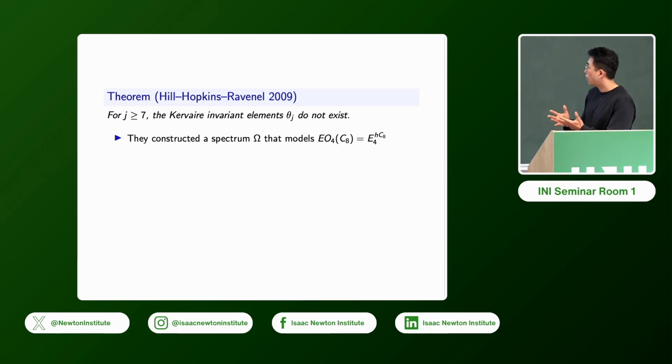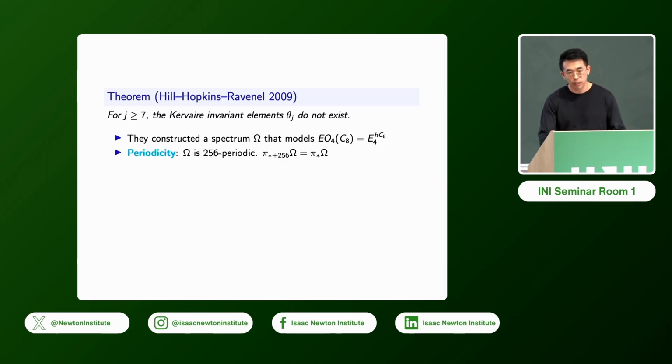So for my talk, I want to talk about the strategy that Hill, Hopkins, and Ravenel used to show that theta_7 onwards don't exist. In order to prove their theorem, they constructed a spectrum, which they called Omega, that models EO_4 at C_8, which is the C_8 fixed points of E_4. And then subsequently, they proved some theorems about this Omega. They proved that Omega is 256 periodic. It's the periodicity theorem. So pi_{star+256} of Omega is equal to pi_star of Omega. Every time I shift by 256, I get the same answer.